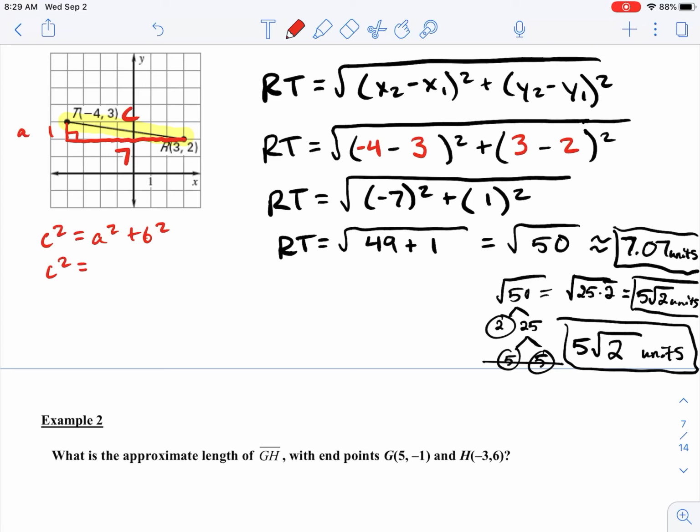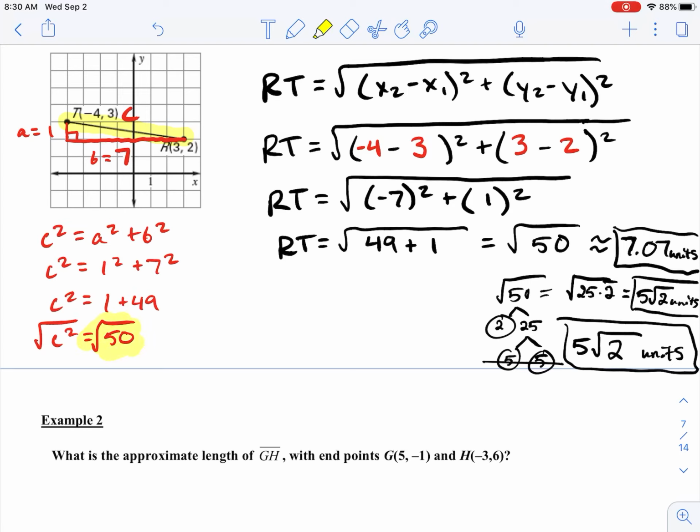So we'd have c squared equals, a and b doesn't matter, I'll assign this as a, we'll say b is this one. So that would be 1 squared plus 7 squared. And then c squared is equal to 1 plus 49. c squared is equal to 50. And then I want c, not c squared, so I'd have to square root both sides.